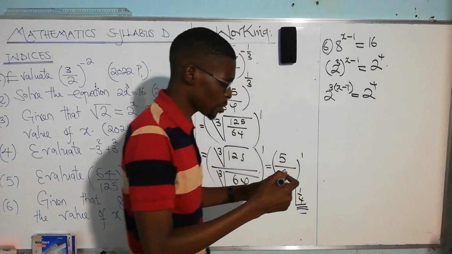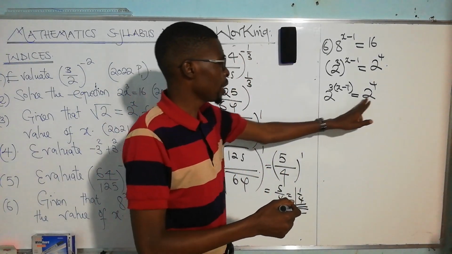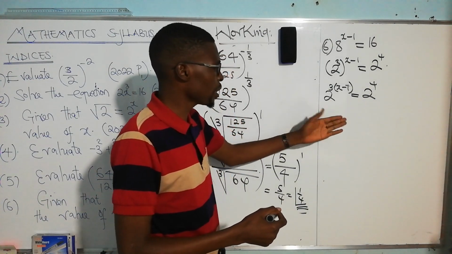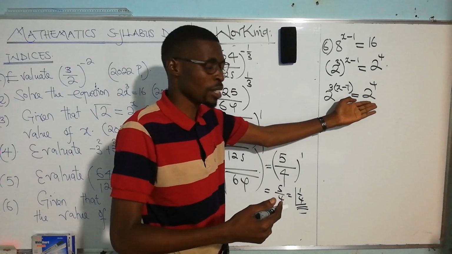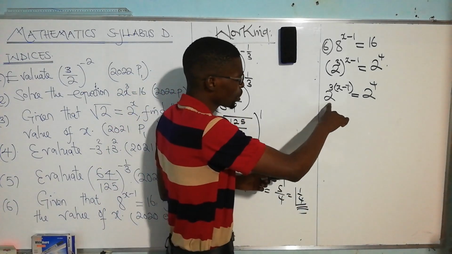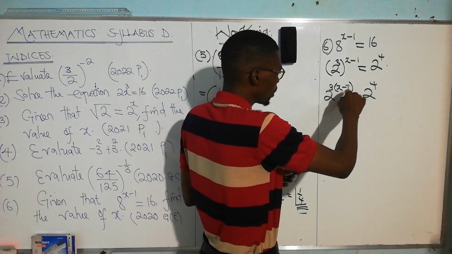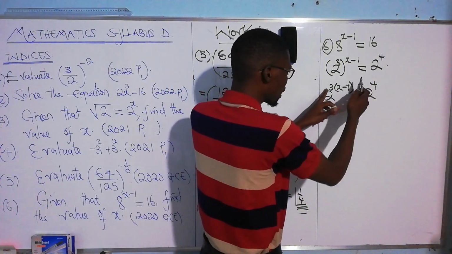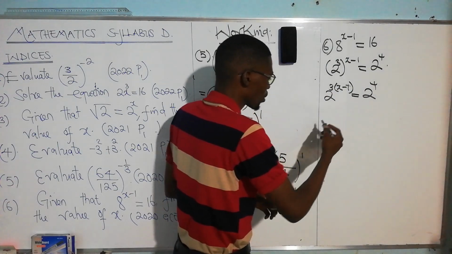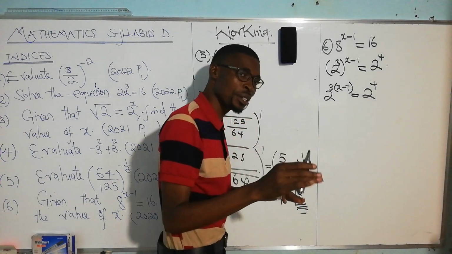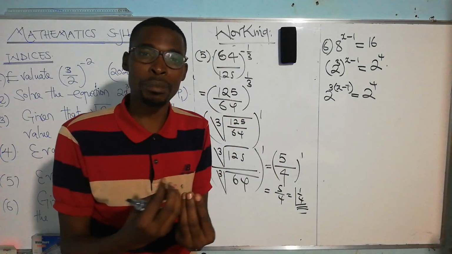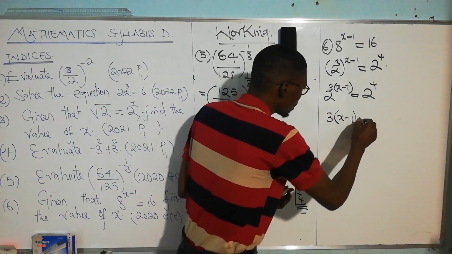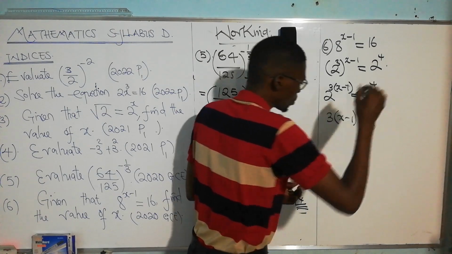Now, do not forget what I said, that if the bases are the same, the base on the left-hand side is equal to the base on the right-hand side. So here you have 2 exponent 3(x minus 1) in brackets being equal to 2 exponent 4. It means that the exponents are equal. If the bases are equal, the exponents are also supposed to be equal. So we are saying that 3(x minus 1) will be equal to the exponent there, which is 4.